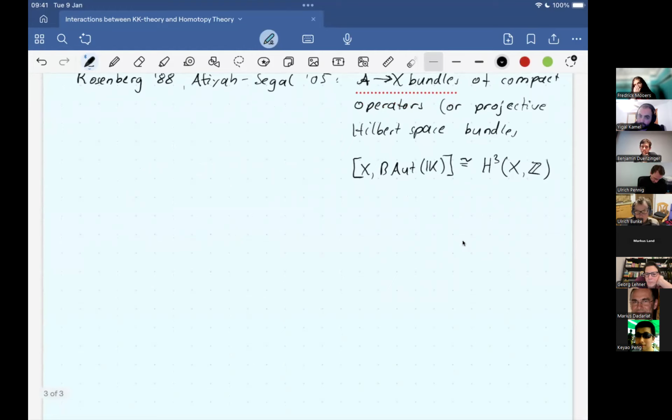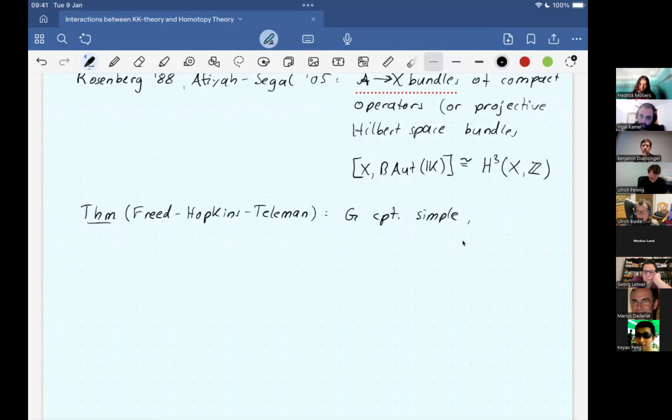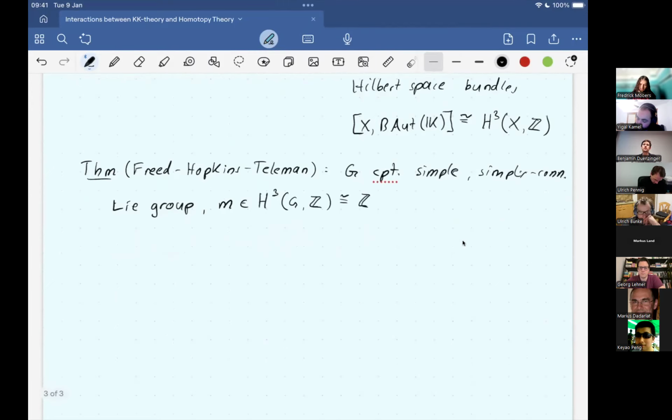All right, and so I gave you this motivation using orientations, orientability. There are other motivations as well. For example, there's a very interesting theorem that involves twisted K theory by Freed, Hopkins, and Teleman, which in its simplest case says the following: if I have a compact, simple, and simply connected Lie group and a class m in the third cohomology of the group, which with all of these adjectives just turns out to be the integers, then I can look at two things.